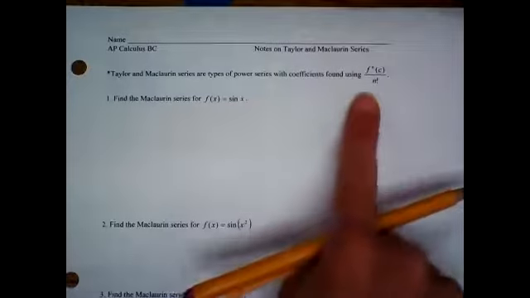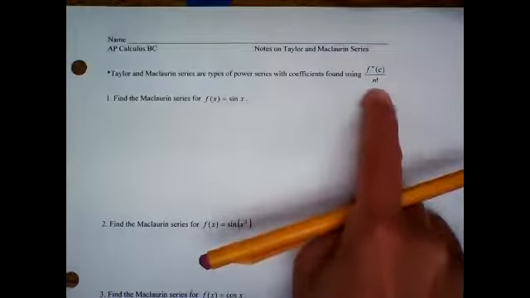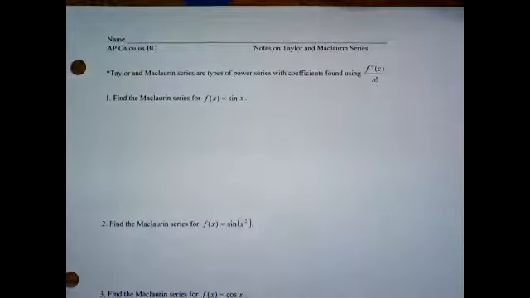I don't know why I wrote this on here. That's what we've been doing this whole unit. That's not new information. You do the nth derivative over n factorial, and that gives you the coefficients, okay?